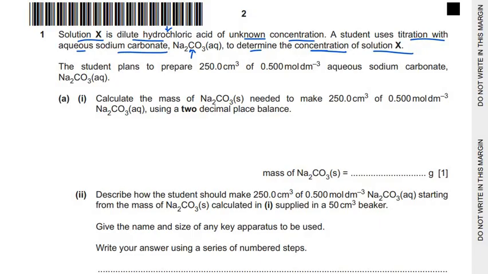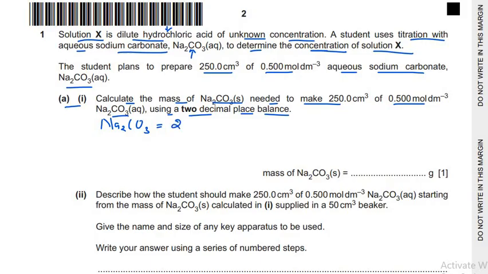The student plans to prepare 250 cm³ of 0.50 moles per dm³ of aqueous sodium carbonate, that is Na2CO3 in aqueous form. Question 1a is: calculate the mass of sodium carbonate needed to make 250 cm³ of 0.5 moles per dm³ sodium carbonate using a 2 decimal place balance. Now for that, first we need to calculate the relative molecular mass of sodium carbonate. To calculate that, you can refer to the periodic table which is given at the end of this question paper. I have already done that, and so let's substitute all the values.